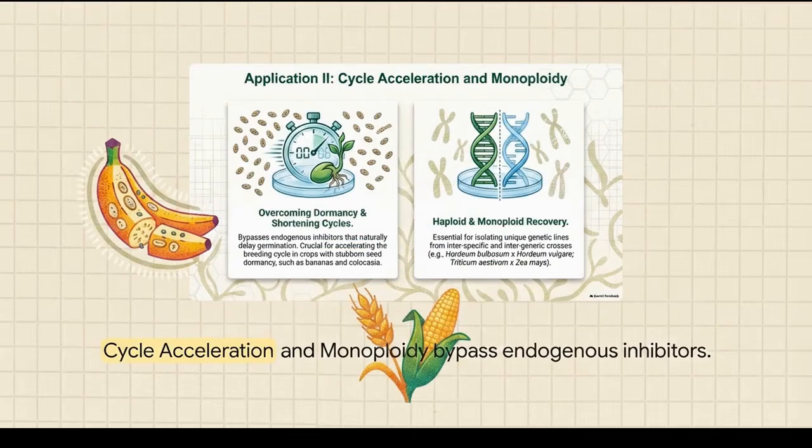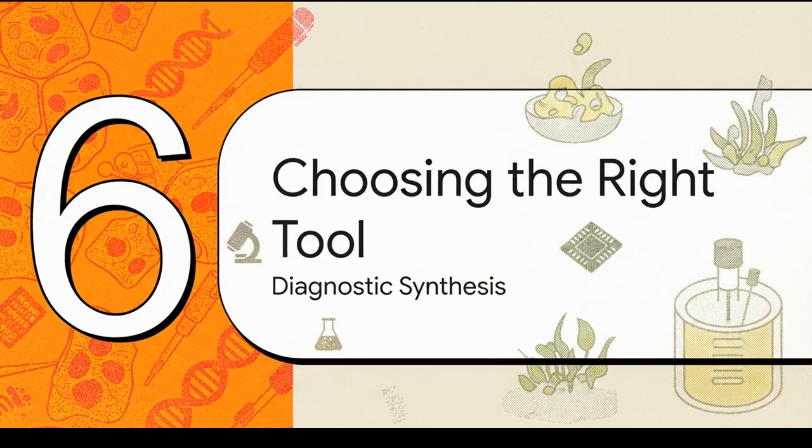And heroic interventions definitely don't stop there. Embryo culture is also a total master of cycle acceleration. It completely bypasses the endogenous inhibitors that naturally delay germination, which is an absolute game changer for accelerating the breeding cycles of crops with stubborn seed dormancy, like bananas. On top of that, it allows for haploid and monoploid recovery. This is absolutely essential for isolating unique genetic lines to pull off massive intergeneric crosses, like, say, successfully crossing wheat with corn.